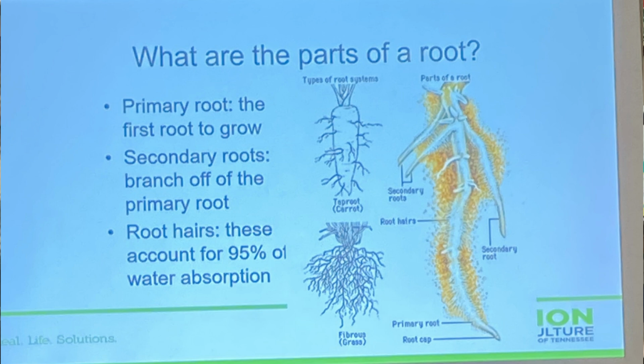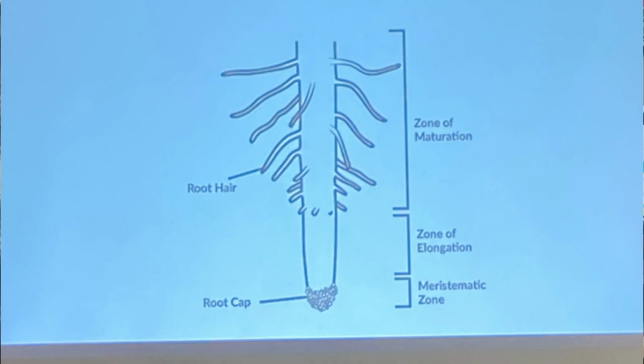What are the parts of a root? Primary root, the first root to grow. Secondary roots are the branches off the primary root, and then root hairs. These account for 95% of water absorption. And that's just kind of what a root would look like.